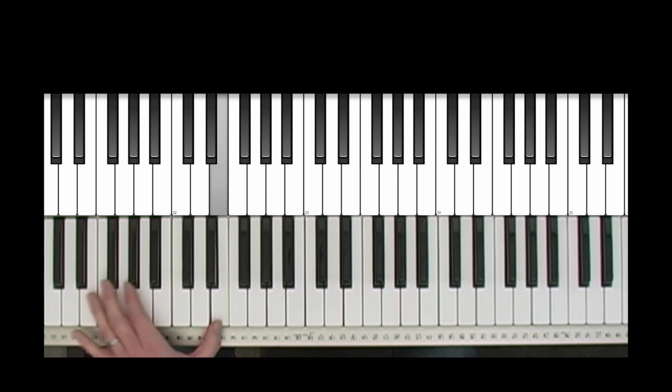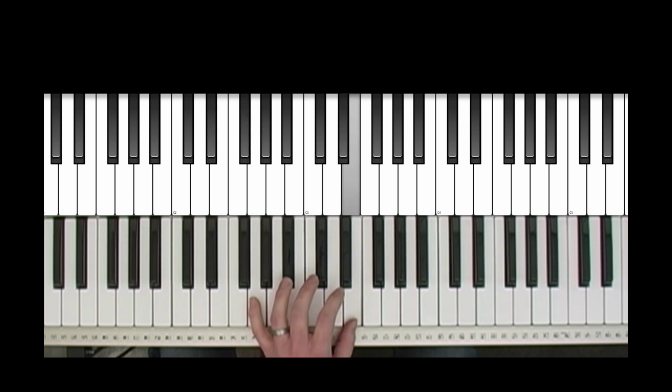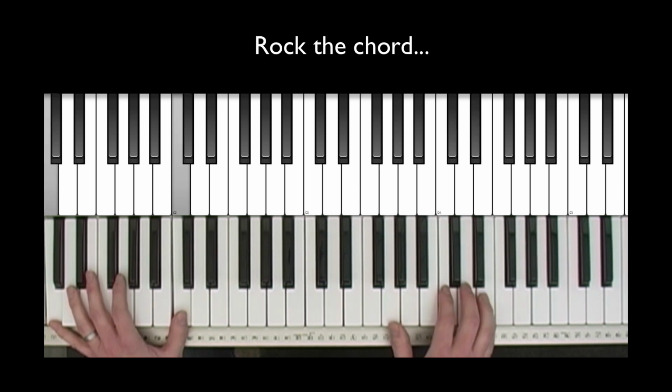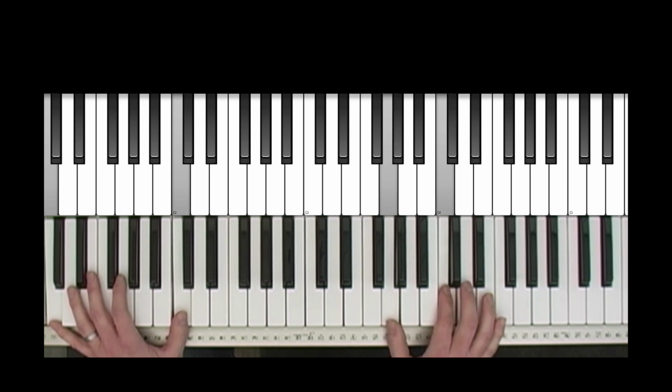1, 2, 3, 4. Now on the right hand, if I didn't want to do any rolls on the left hand, I could just keep my bass going and I could rock the chord in the form of a second chord, so I could play C2. Or I could combine the two.